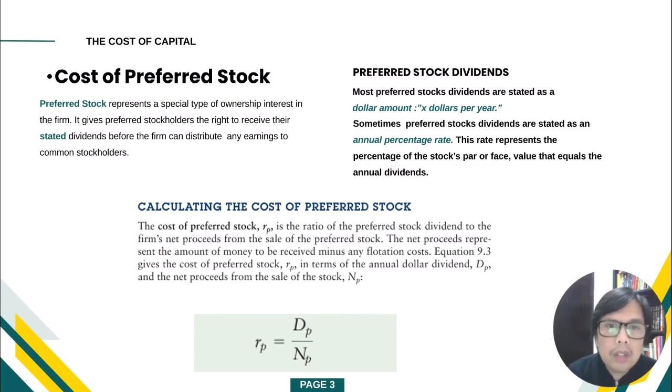Here's how to calculate the cost of preferred stock. The cost of preferred stock, RP, is the ratio of the preferred stock dividend to the firm's net proceeds from the sale of the preferred stock. The net proceeds represent the amount of money to be received minus any flotation cost. Equation 9.3 gives the cost of preferred stock, RP, in terms of the annual dollar dividend, DP, and the net proceeds from the sale of the stock, NP. So, as you can see, RP is equal to DP over NP.